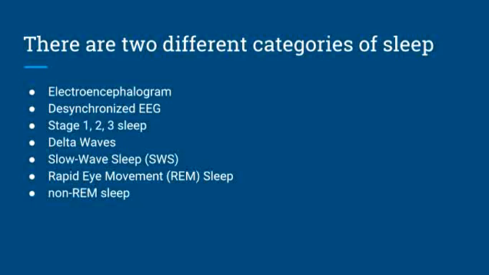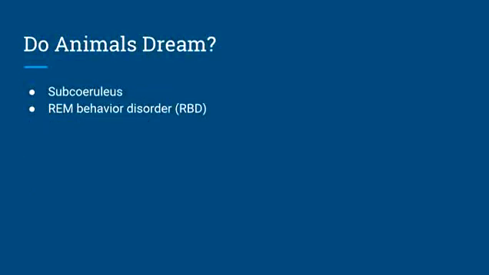Now, rapid eye movement sleep, also known as paradoxical sleep, is a stage of sleep characterized by desynchronized EEG, flaccid muscles, and rapid eye movements. And the only reason we don't awaken and act out our dreams is because we are paralyzed during REM sleep. And non-REM sleep is just sleep stages 1, 2, and 3, as I previously mentioned.